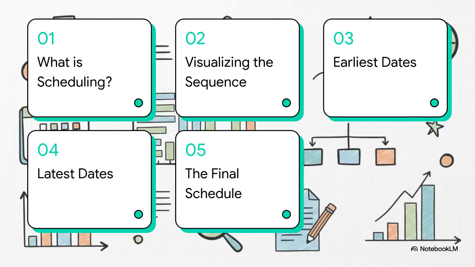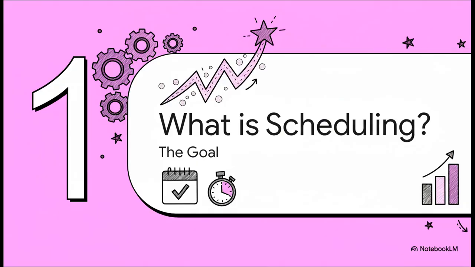Okay, so we're going to do this in 5 simple steps. First up, we'll define our goal, like what even is a project schedule? Then we'll draw a visual blueprint for the whole project. After that, we get to the fun part, a little bit of maths to figure out the earliest and latest dates for every single task. And finally, we'll put it all together and see that finished schedule come to life. All right, let's dive right in.